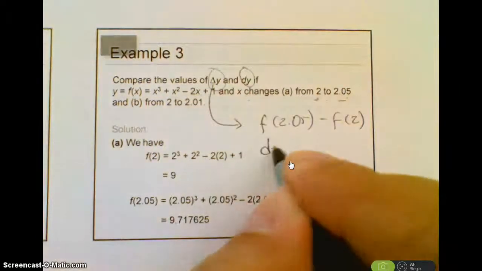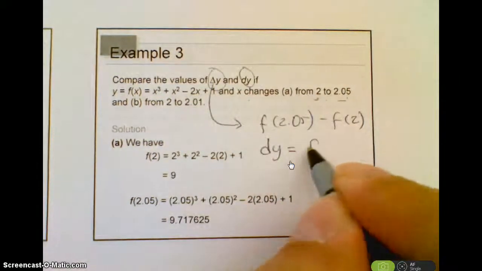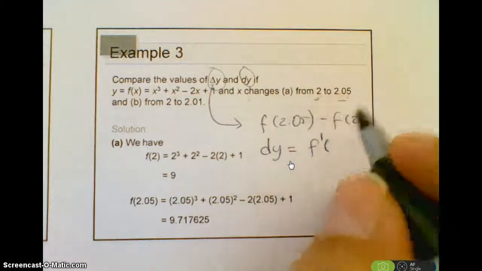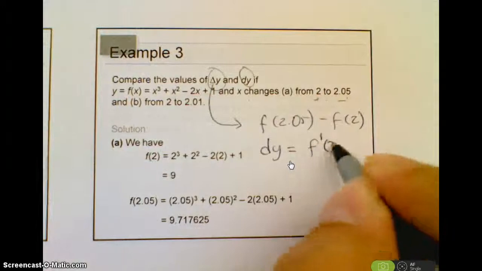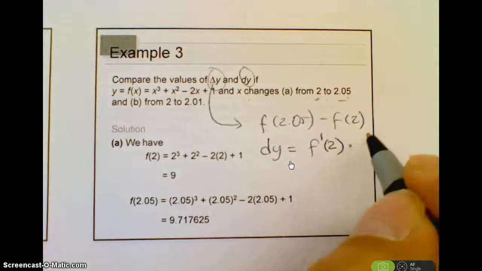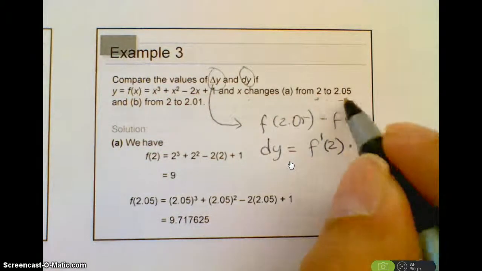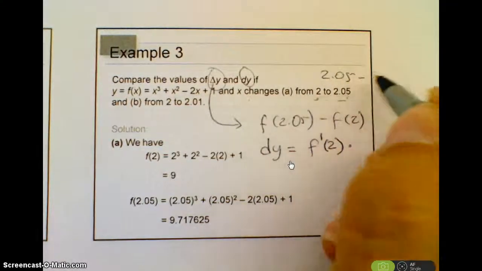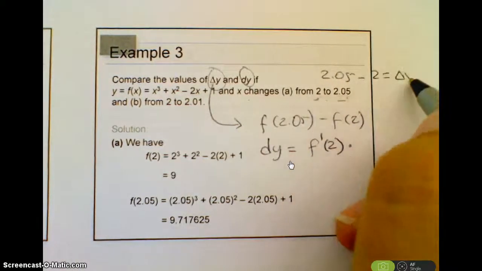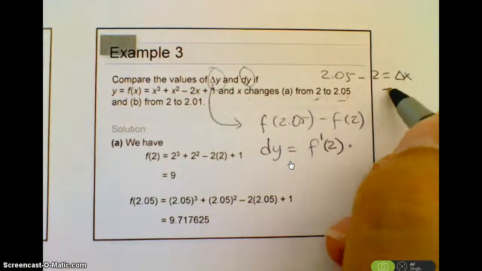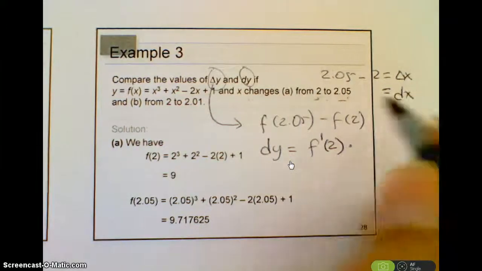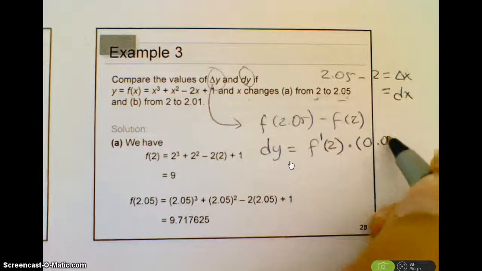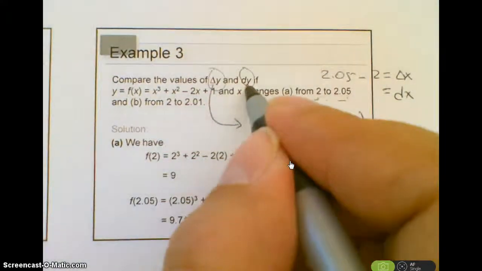Now the dy, by formula, is the derivative of f, and we're talking about around the point 2, so you would do f prime of 2 times dx. Now if I do 2.05 minus 2, that is the change in x, but the change in x happens to be the same as dx, so I know that dx is 0.05. So 0.05. Those are the two things that I have to do for dy.